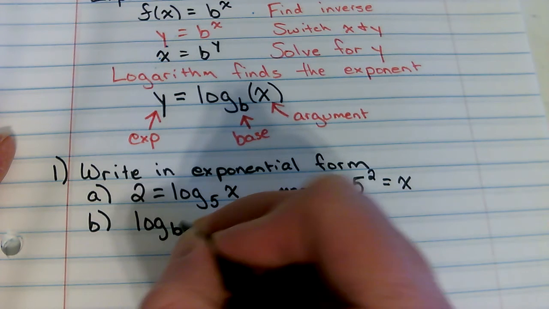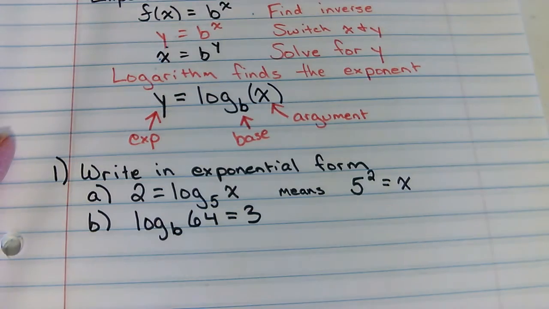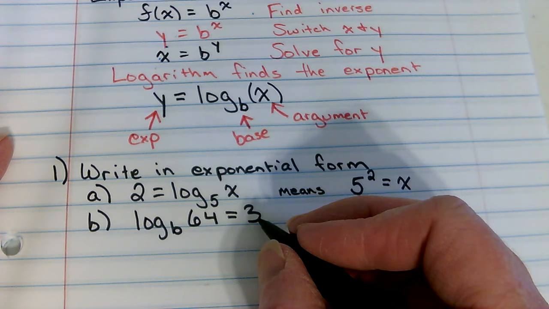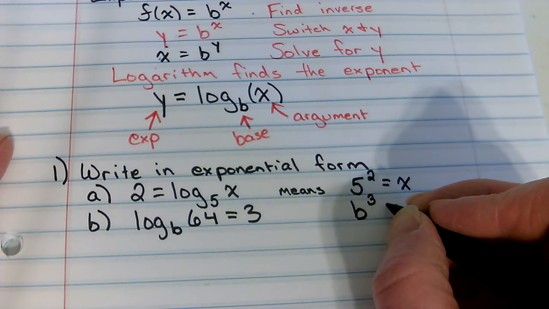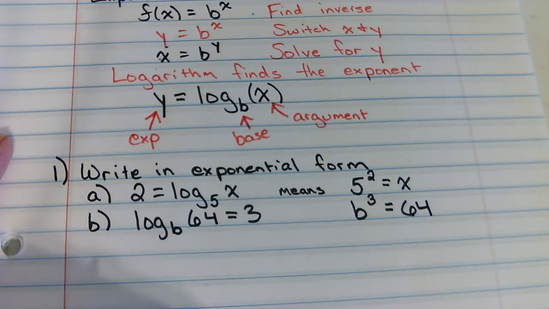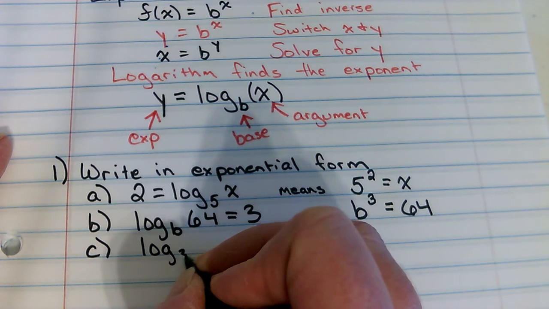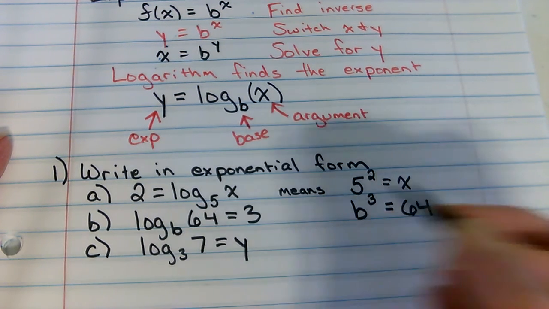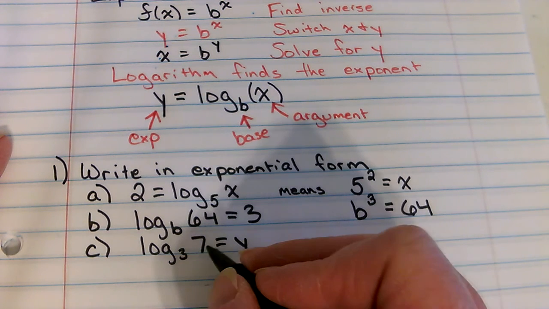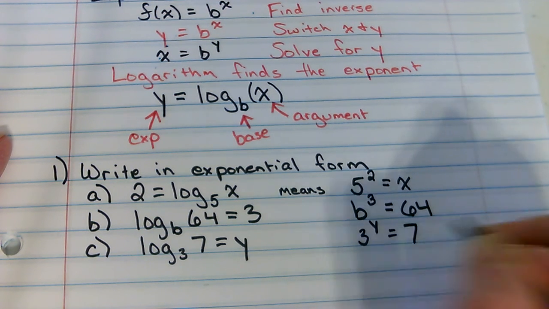So what about log base b of 64 equals 3? I wrote it a little backwards, but it means the same thing. So the base is b, the exponent is the answer of a logarithm, 3, equals 64. Let's do one more. And I challenge you to try it first. Base, exponent, answer.